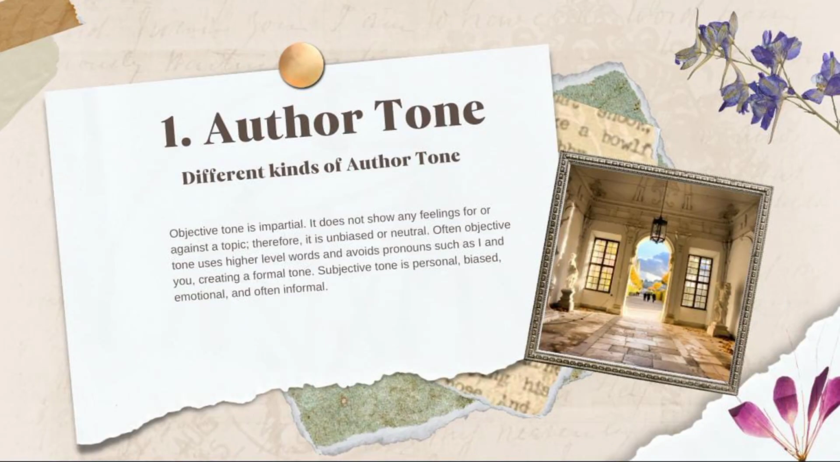All right, the different kinds of author tone. Objective tone is impartial. It doesn't show any feeling for or against a topic. Therefore, it is unbiased or neutral. Often, objective tone uses high-level words and avoids pronouns such as I and you, creating a formal tone. Subjective tone is personal, biased, emotional, and often informal.